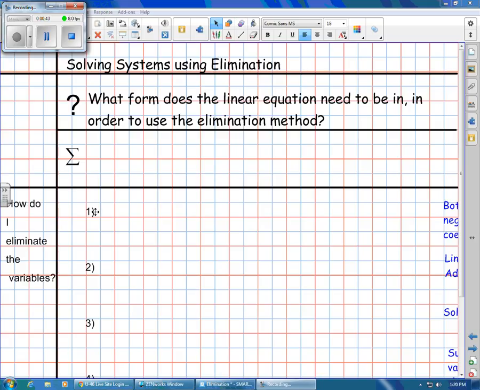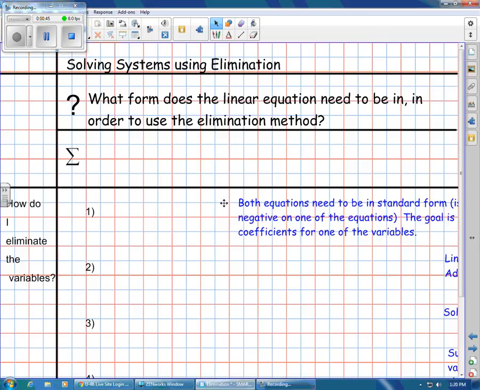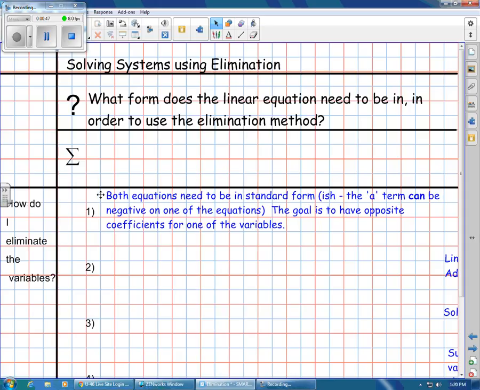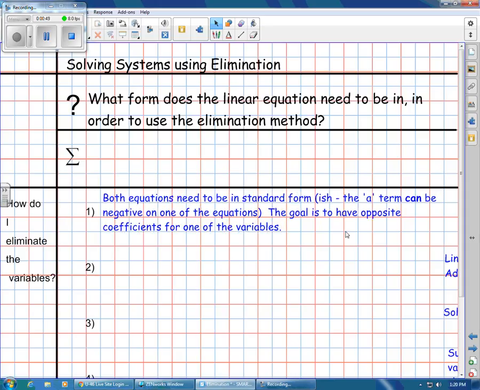So, first of all, both equations need to be in standard form-ish. I don't know if you remember standard form. We've talked about it a lot, and some of you really liked standard form. When we were learning about slope-intercept form, we were transferring things in and out of standard form and slope-intercept form. But standard form is where you have ax plus by equals c.